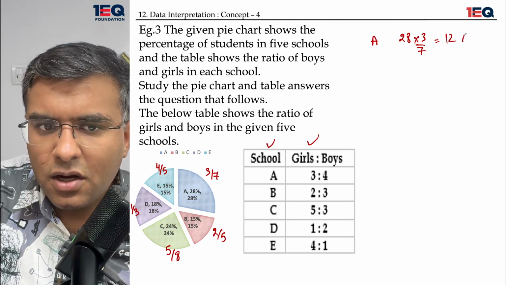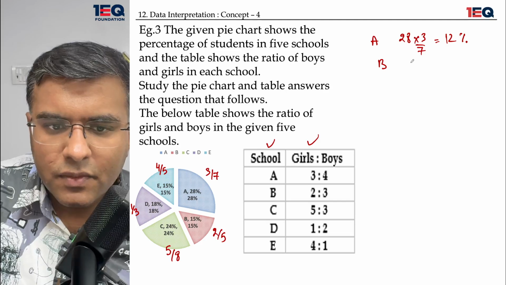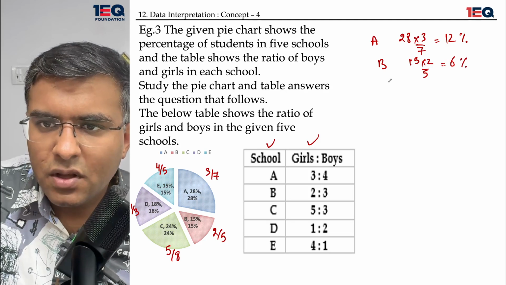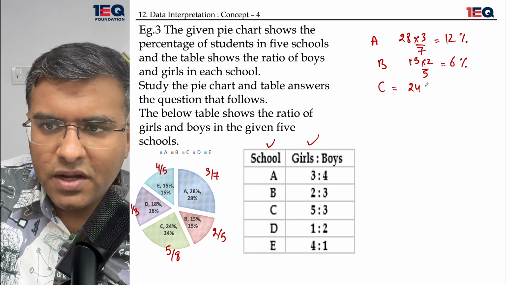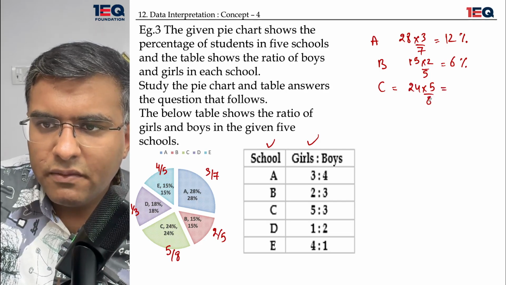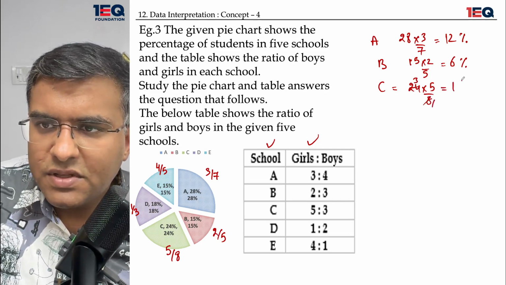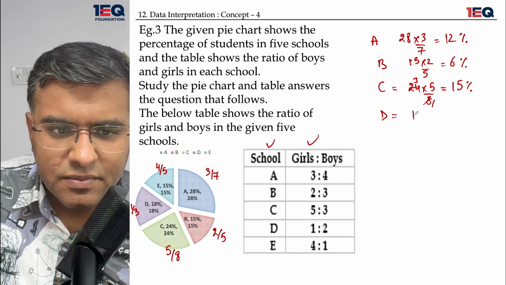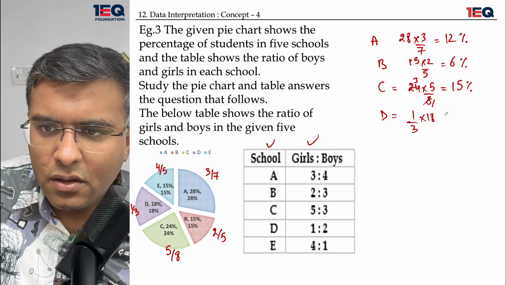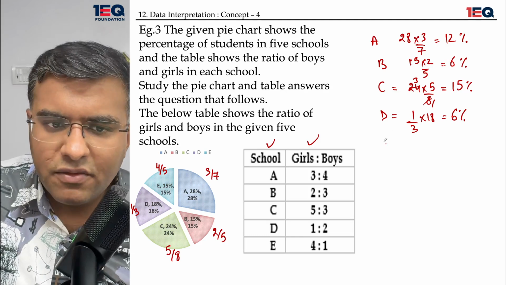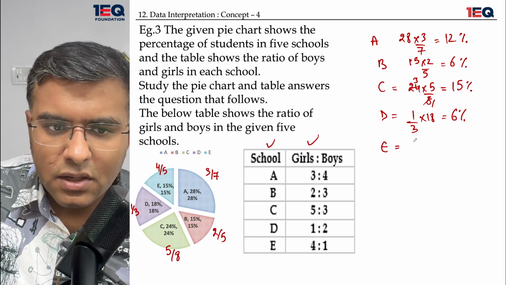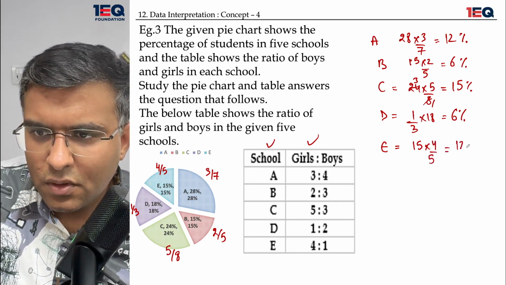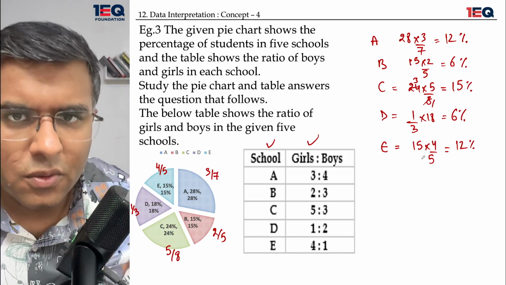So this gives me a 12% value. For B, it means 15 multiplied by 2 by 5, which gives me 6%. For C, it means 24 multiplied by 5 by 8, which gives me 15%. For D, this gives me 1 by 3 into 18, which is equal to 6%. And for E, in the end, it gives me 15 multiplied by 4 by 5, which is equal to 12%.